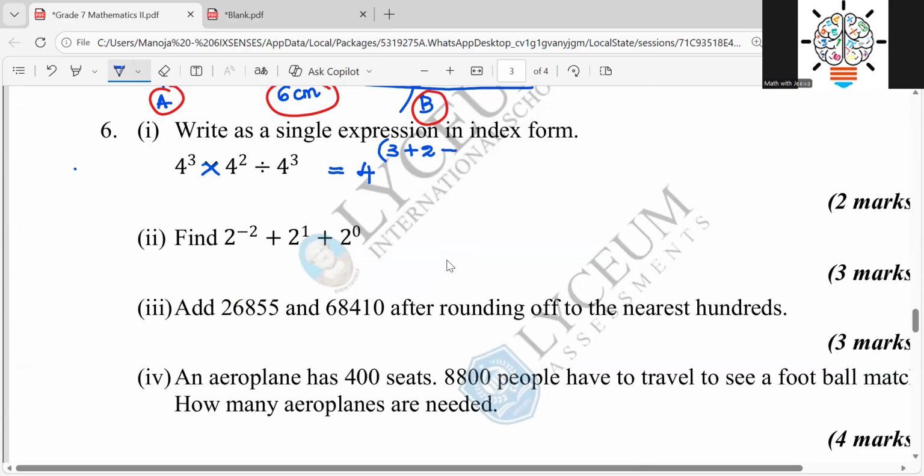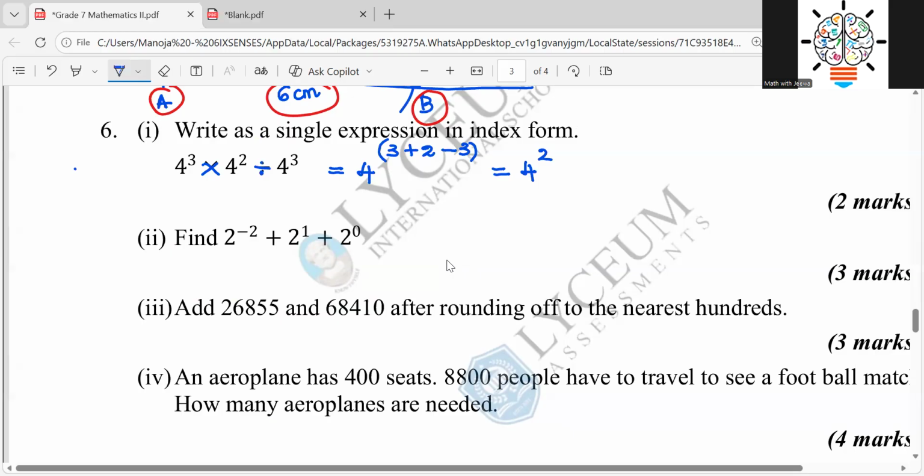How? You have the same base value, but you have the division this time. Therefore, you can subtract the indices. So then I subtract it. So what will be the answer? 3 plus 2, 5. 5 minus 3, 2. This is the answer. You are not going to write 4 times 4, 16. No. Why? Read the question. Write as a single expression in index form.